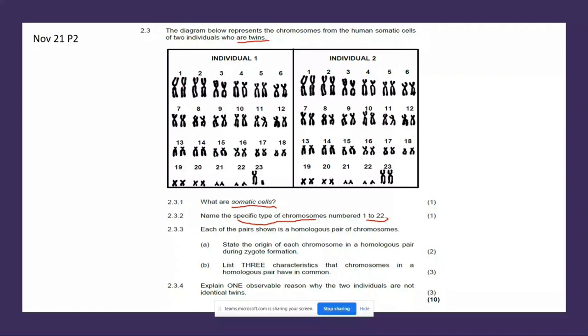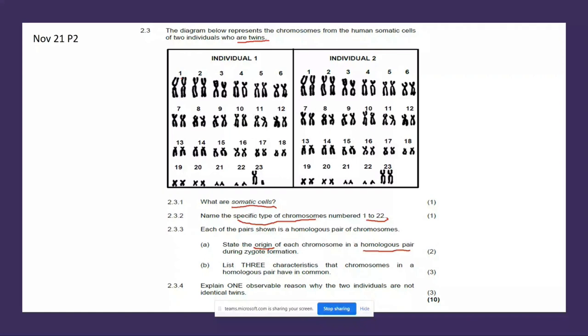State the origin. Origin means where does it come from, of each chromosome in a homologous pair. One chromosome comes from the mother, so you can say it's maternal, and the other chromosome comes from the father, or you could say it is paternal.